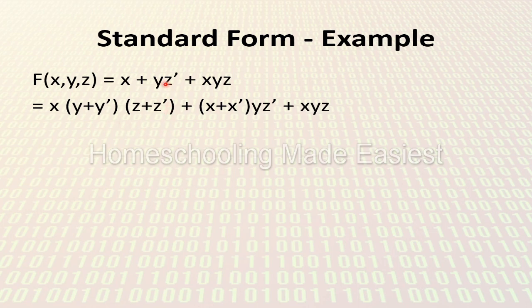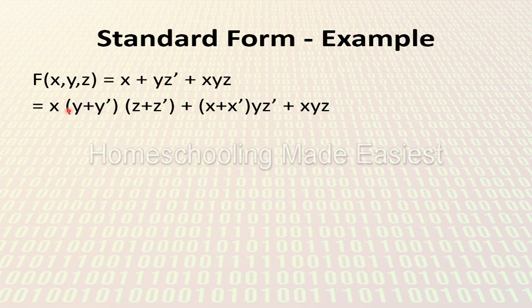We do the same thing with the second term. In the second term, x is missing, so we multiply it with x plus its complement. But we do not do anything to the third term since all the variables are present.